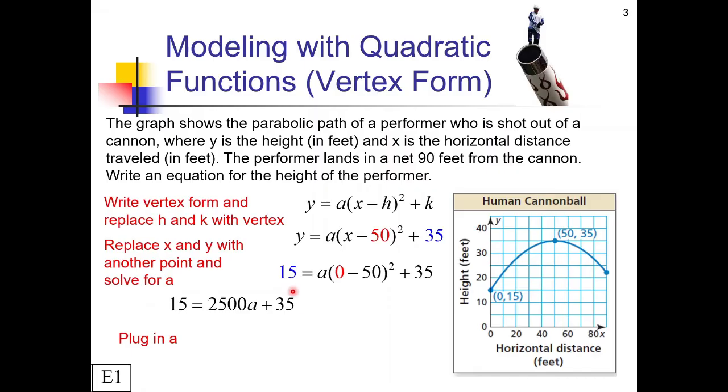Now to get a, I just need to subtract the 35, which gives me negative 20, and then divide by this 2,500. So negative 20 over 2,500 is my a value, which if I want, I could simplify. Let's see, we could make this 2 over 250 or 1 over 125. So negative 1 over 125. So plugging that back into what we have up here with this y equals, we're going to end up with y equals negative 1 over 125, parentheses, x minus 50 squared, all that plus 35.